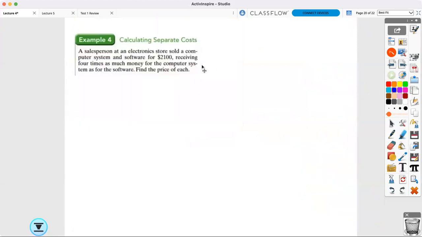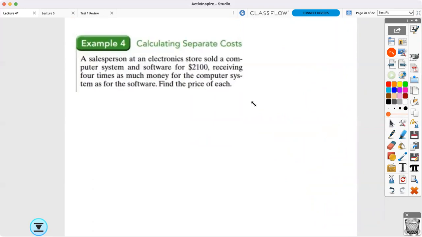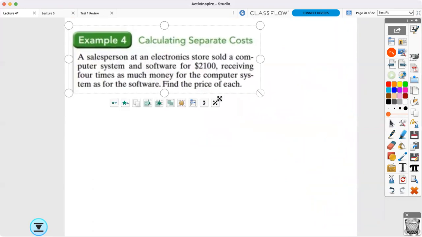Last example, guys, the last example. I'll go ahead and give you 3 minutes to write this one down.